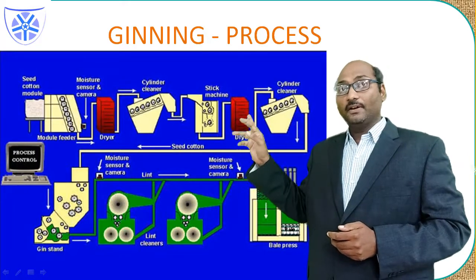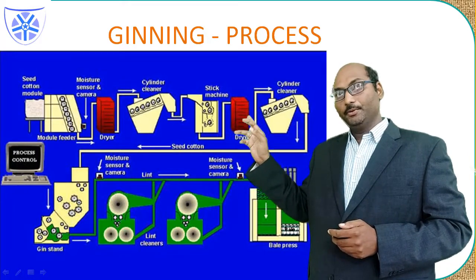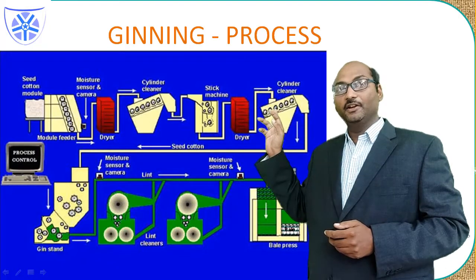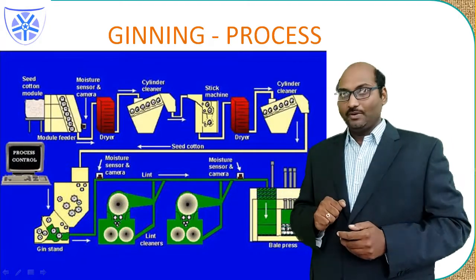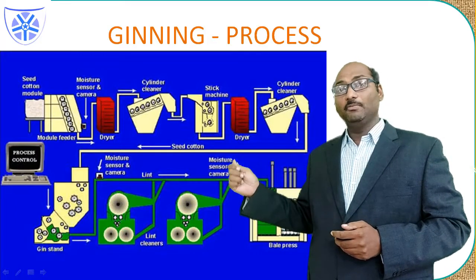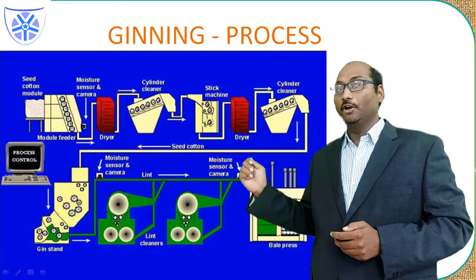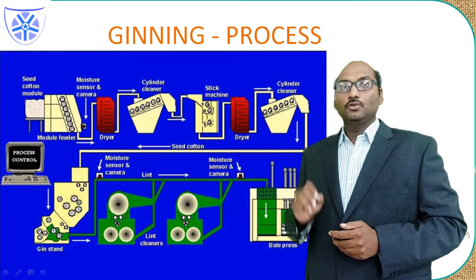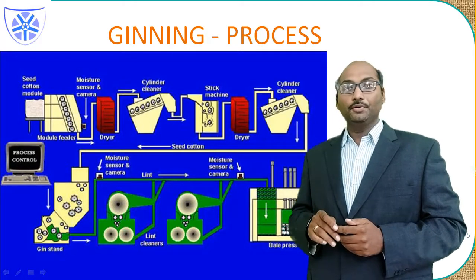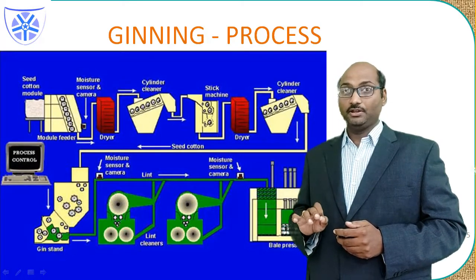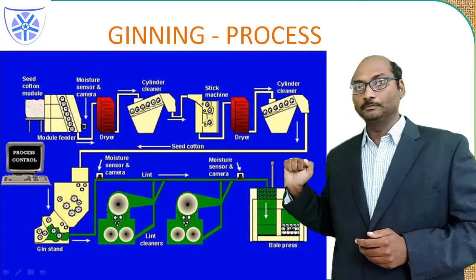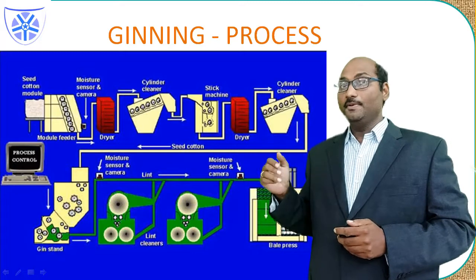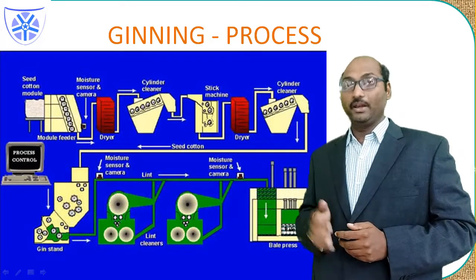So here, the further opening in dryer tube, then again a cylinder cleaner, then it will go to a gin stand where the ginning will happen, then the lint will be further opened and then go into the bale press. So in this class, we are going to discuss what are the various factors which will affect the performance of this ginning operation. In the next class, we will be discussing more about the bale press.